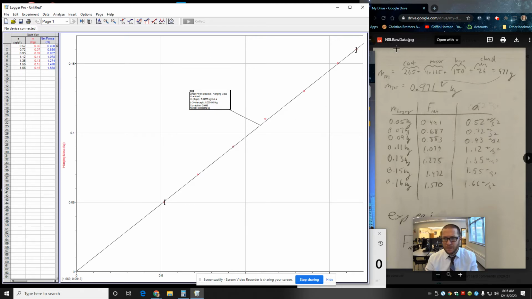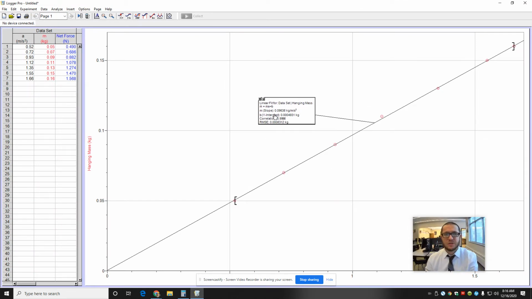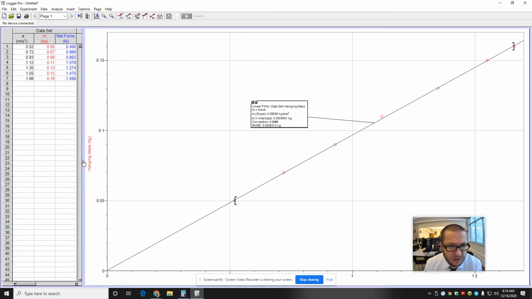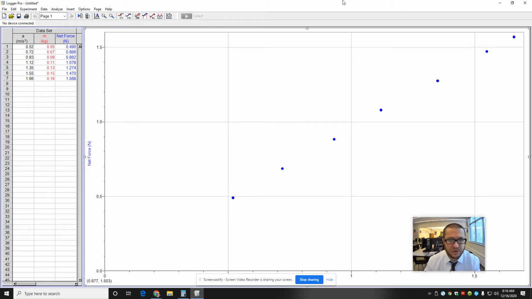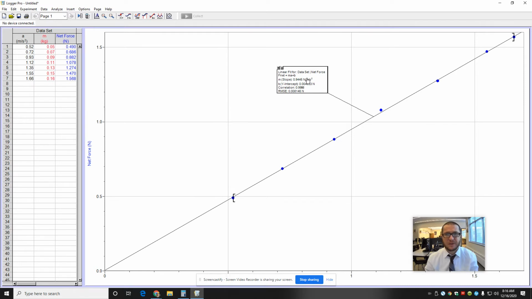All right, I'm going to maximize this so we can see everything a little bit better. All right, so that looks a lot better. So the slope of the line, we have to change this to net force. All right, now I put the fit line on it. All right, so there it is. Actually, it ends up being about the same. Net force versus acceleration in meters per second squared. Perfect graph. Go ahead, print it.